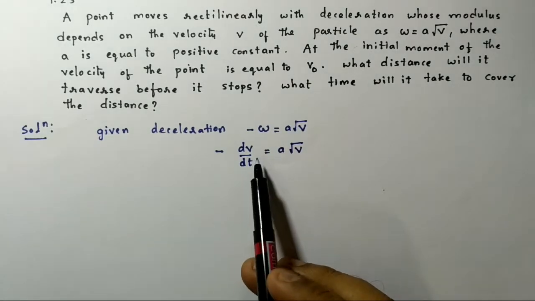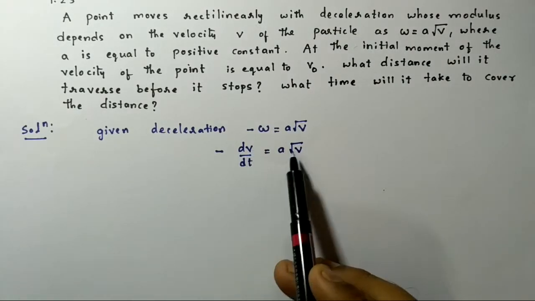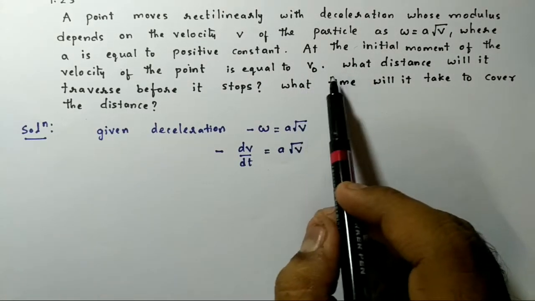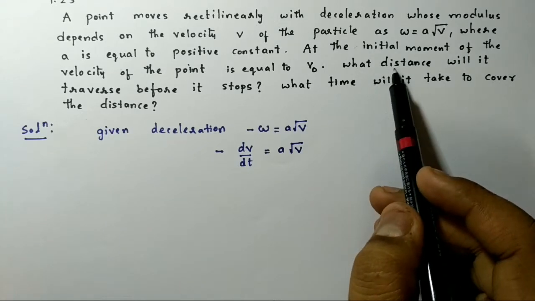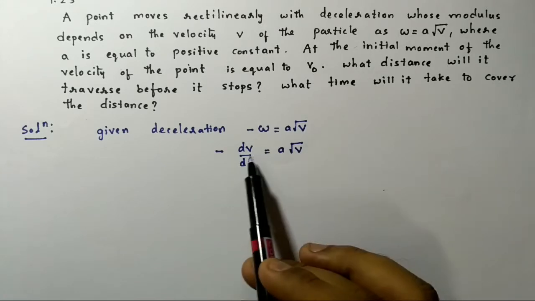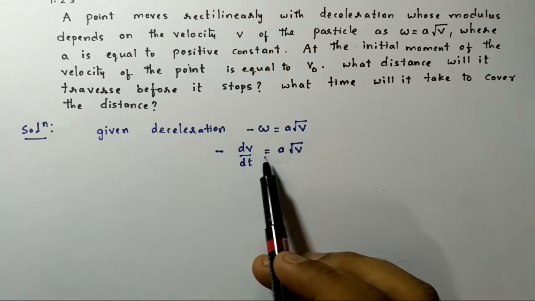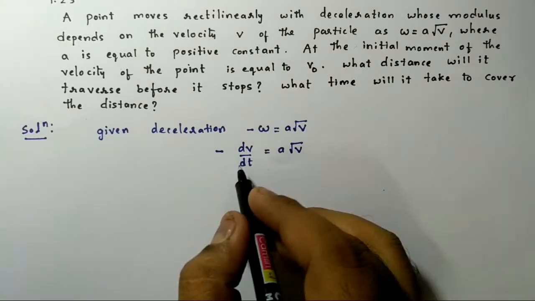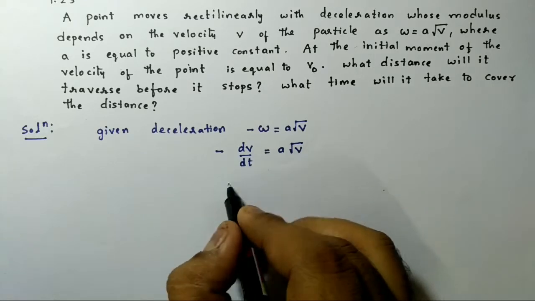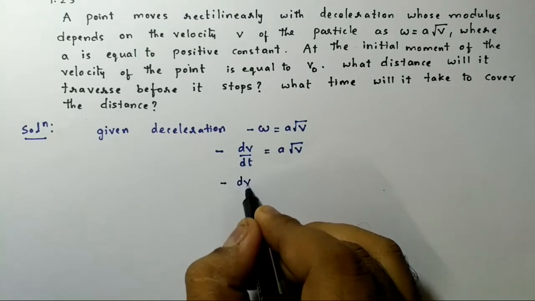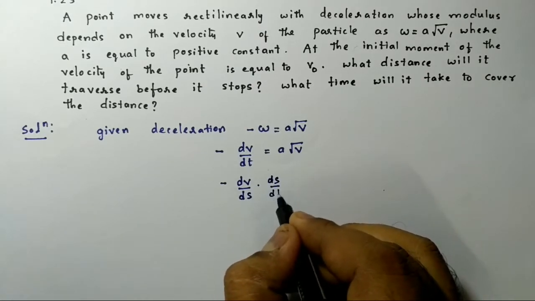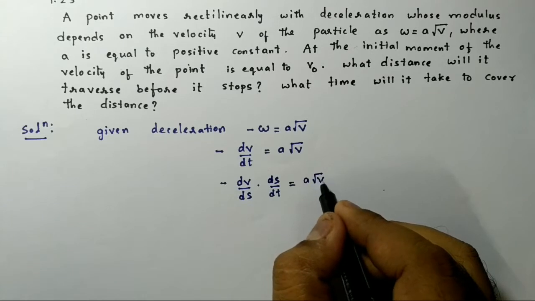Here this expression contains only velocity and time, two parameters, but in the first part of the question we need to calculate the distance. Hence I have to modify this expression in terms of distance and time function. Hence I can write, slightly modifying this, dv by ds into ds by dt, that is equal to a under root of v.